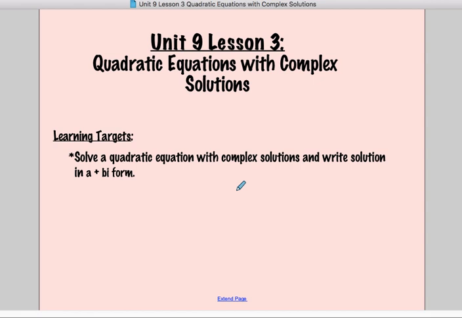Today we're going to go ahead and solve quadratic equations that have complex solutions. When we're doing this, we want our final answer to be in the form a plus bi. Remember, a is the real part, and b is the imaginary part.